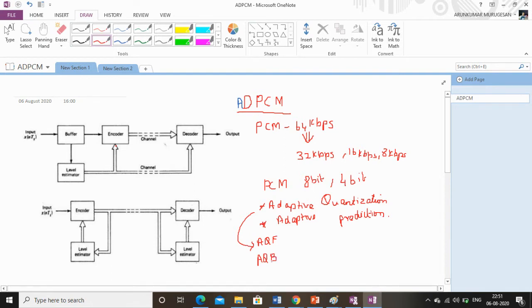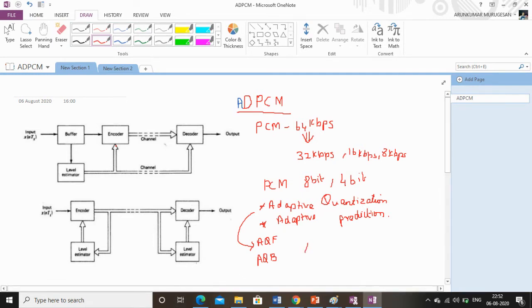In adaptive quantization with forward path estimation, it estimates the variance of the given message signal. Adaptive means responsive to change in the level and spectrum of the input speech signal. Here, the quantizer is varying the step size, that is, the signaling level.